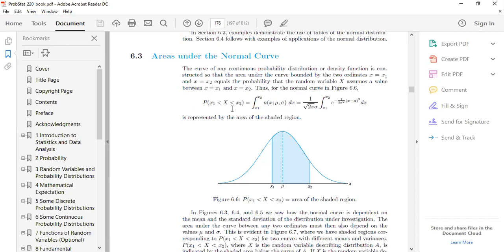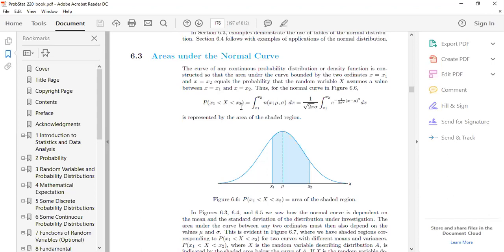Okay, so the curve of any continuous probability distribution or density function is constructed so that the area under the curve bounded by two ordinates x equal to x1 and x equal to x2 equals the probability that the random variable x assumes a value between x equal to x1 and x equal to x2.